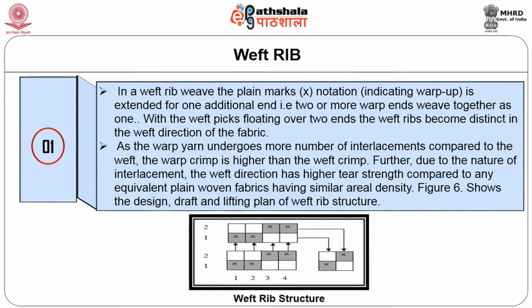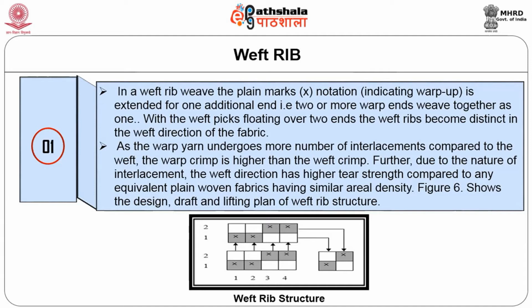In a weft rib weave, the plain notation is extended for one or more additional warp ends, that is, 2 or more warp ends woven together as one. With the weft pick floating over 2 ends, the weft ribs become distinct in the weft direction of the fabric.